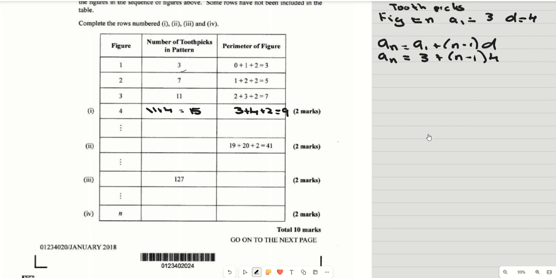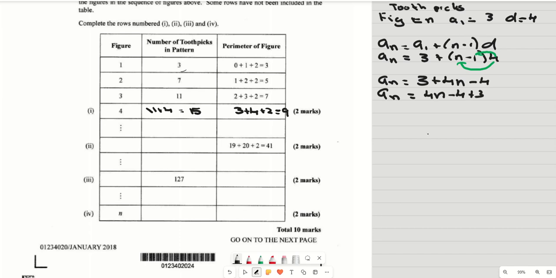What you would do is multiply your number by each term in your bracket. That's 4 by n and 4 by minus 1 according to the distribution law. So an is equal to 3 plus 4n minus 4. Group like terms: an would be 4n minus 4 plus 3. So an is equal to 4n minus 1. That would be the formula for this, 4n minus 1.